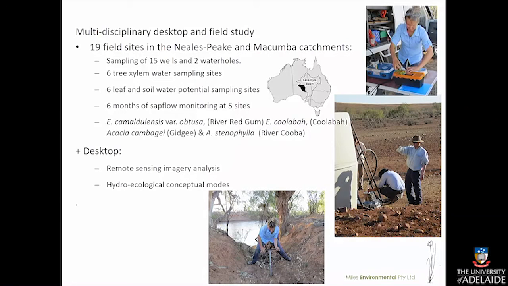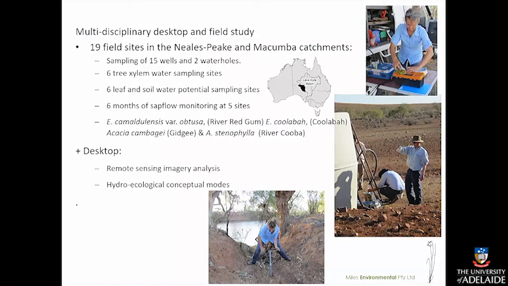And we had 6 sap flow monitoring sites, with 6 months of sap flow monitoring data from 5 sites, as well as some previous data that had been collected in the Finke region. And we looked at some key species, being the river red gums, coolabahs, gidgees and river cooba.